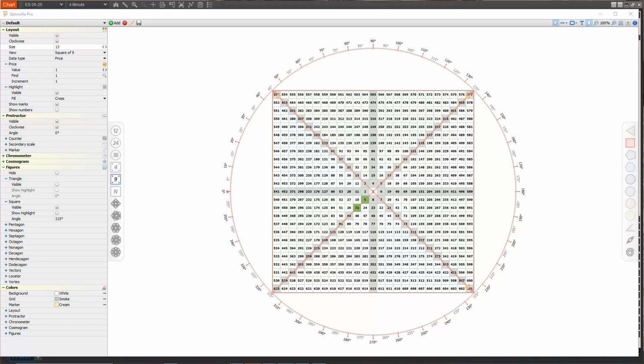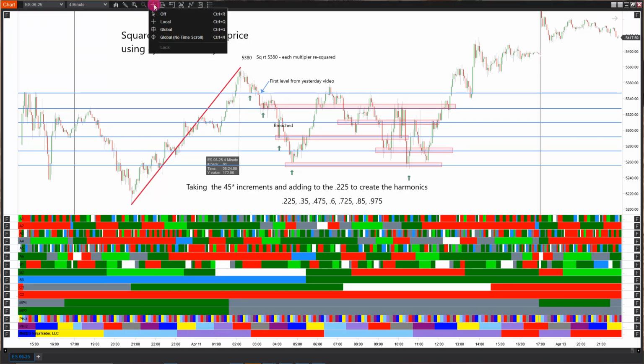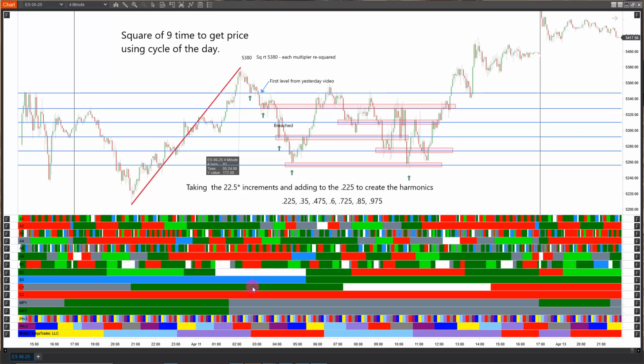degree equivalent. So I'm going to use the same chart, the same swing, the same high, just so you can take a look at the two videos and see the difference. So I've left my first level in play, and what I'm doing then, I'm going to increment the 22.5 degrees. Change my note there. I'm going to take the 22.5 degree increments because I'm going to use that 0.125, and I'm going to add that to my 0.225.